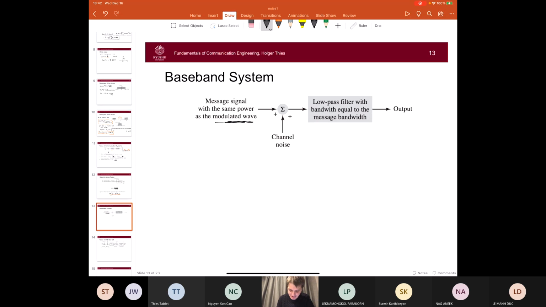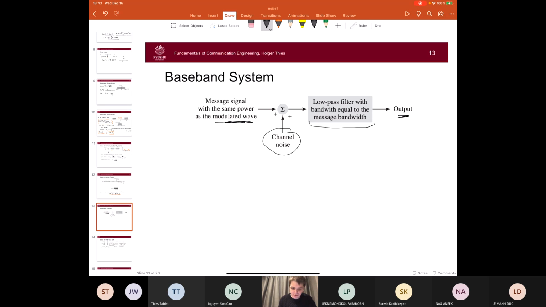Then there will be some additive white noise. So there will be channel noise that we add. And then we filter out. We use a low-pass filter with the bandwidth equal to the message bandwidth to filter out all the components that we don't need. And then we get an output message, which will be the message together with the filtered noise, right? And we have already seen what happens. So we can compute the signal to noise ratio here at the output.